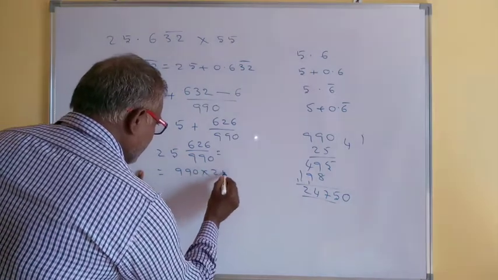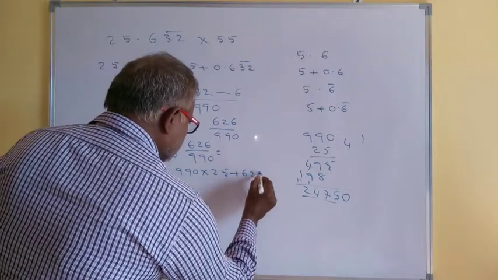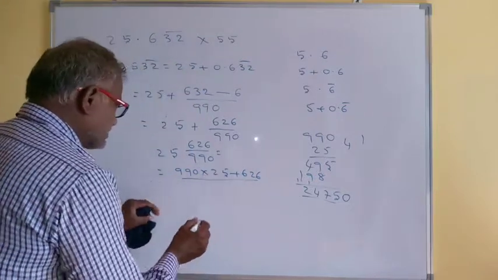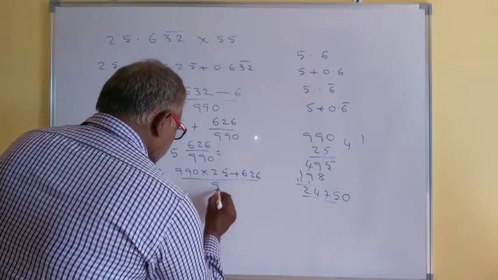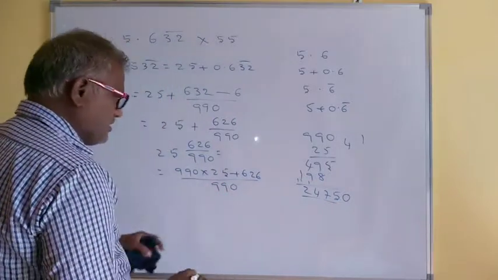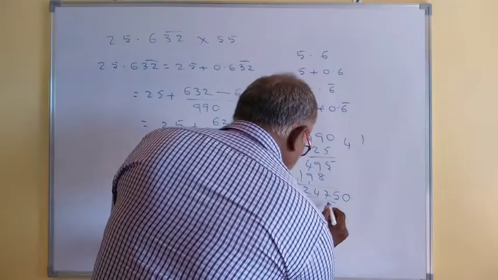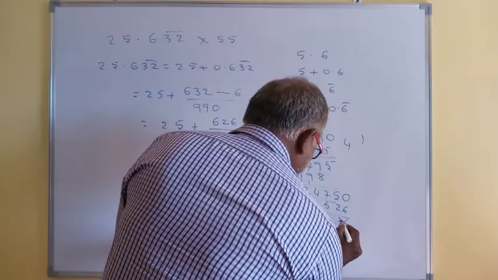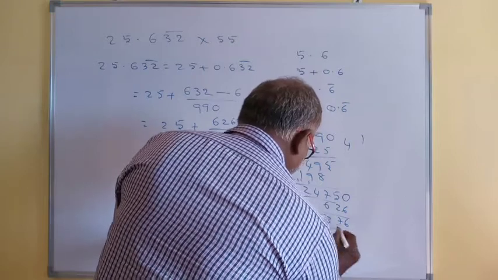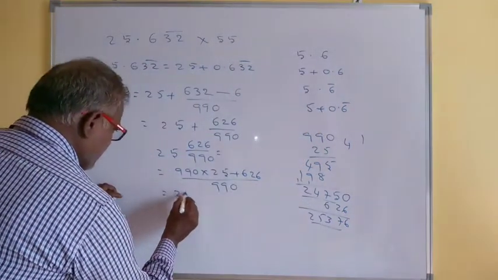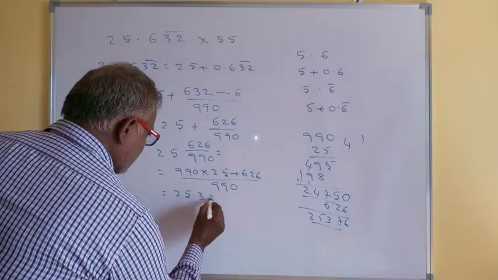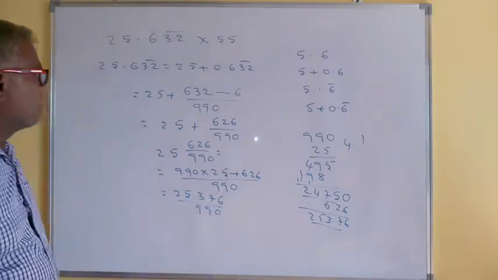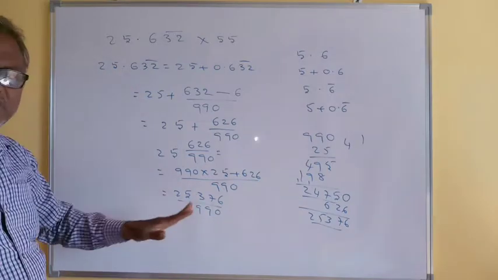990 into 25 plus 626. Like this you have to convert into fraction, over 990. So just you have to add 626. How much? 6, 7, 13, 25,000. 25,376 by 990. So this is the value of this one.